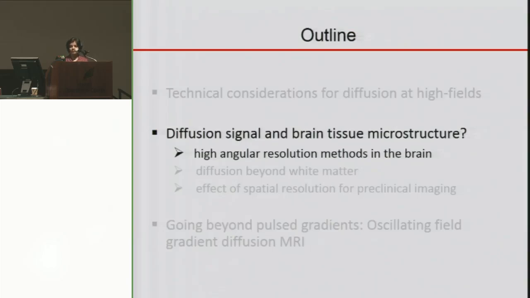So now I'm going to show some very recent examples of how different diffusion methods can be used to probe microstructure in the postmortem brain. And this will also bring together some of the techniques that you heard about this morning and show their more practical applications for imaging the brain.